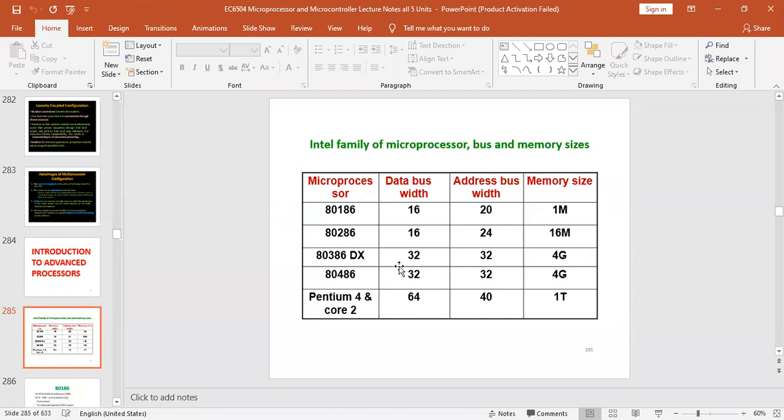So for different processors, different address lines and data lines are given. The memory capacity is based upon the address width. So 2 power 40 is 1 terabyte. 2 power 32 is 4 gigabytes. 2 power 24 is 16 megabytes. So based upon the address lines, we are going to find the memory capacity. So if you are very familiar with these address lines, then you can explain about the memory capacity of this advanced processor. Okay.